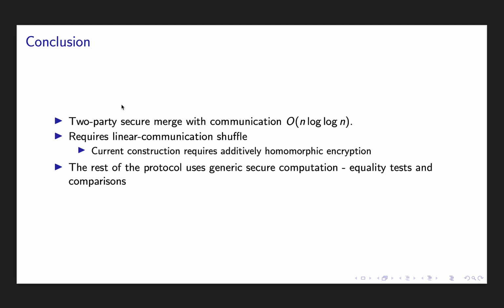So putting this all together, we have a 2-party secure merge protocol that only requires order of n log n communication, whereas the best previous 2-party secure merges required order of n log n communication. Now, our construction requires a linear communication shuffle, and currently that construction requires additively homomorphic encryption. But the rest of the protocol uses only generic secure computation, basically equality tests and comparisons.